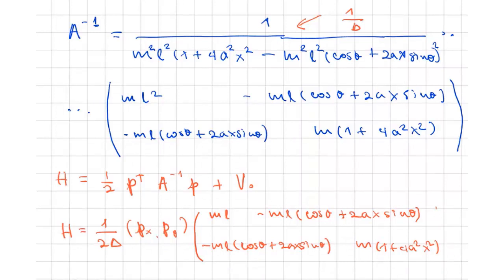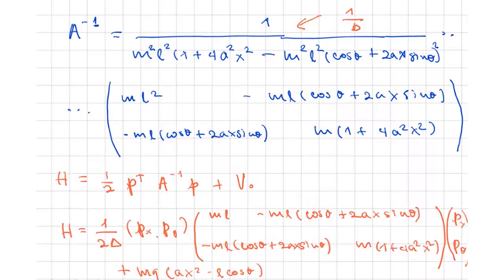I'm multiplying this vector px p theta, okay guys, plus the potential energy. The potential energy is mg a x squared minus L cosine of theta. So this is this Hamiltonian, guys. This is the Hamiltonian of the system. Okay?